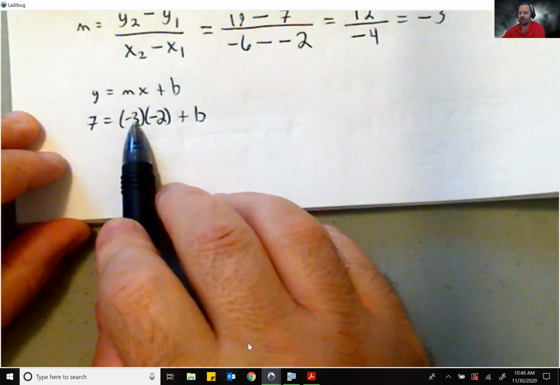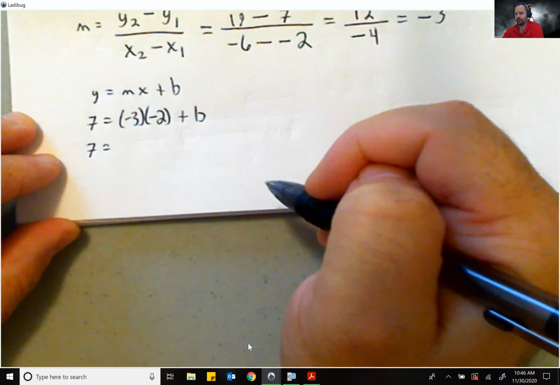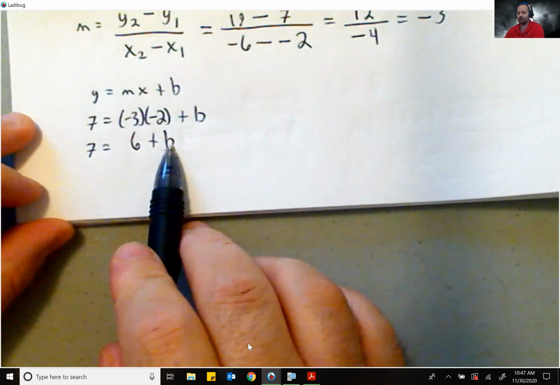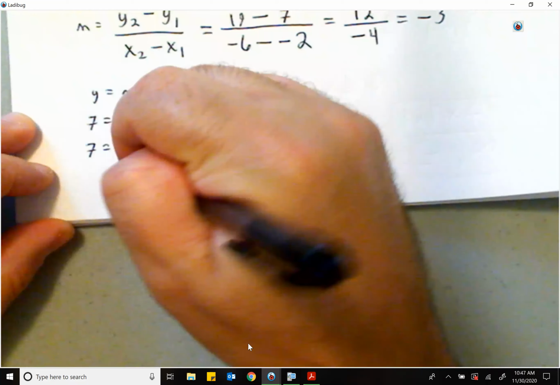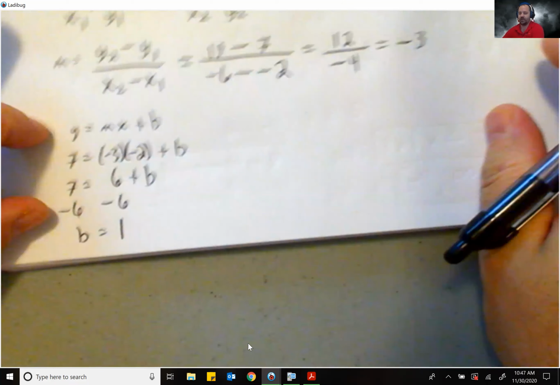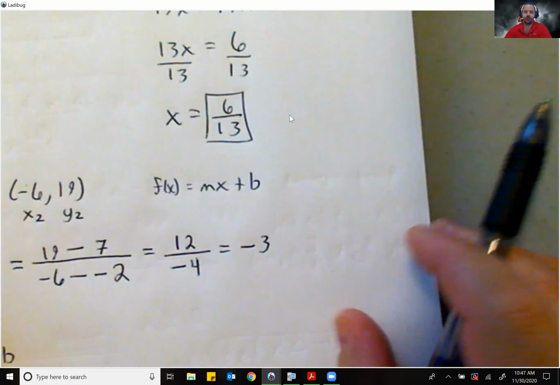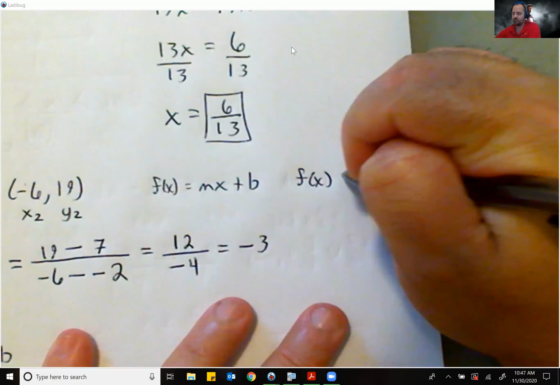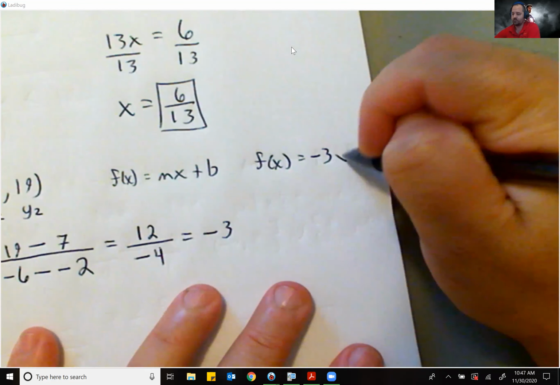What's -3 times -2? +6. Plus b. And then how do I get b by itself? Subtract 6. And b is equal to 1. And now you have everything you need. You've got the b, you've got the m. We can write our equation. So f of x equals -3x plus 1.